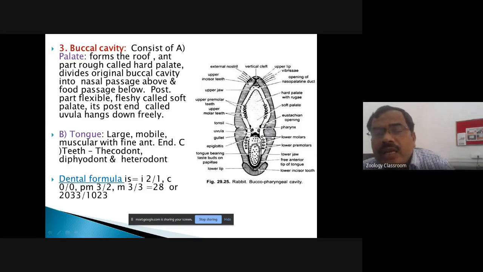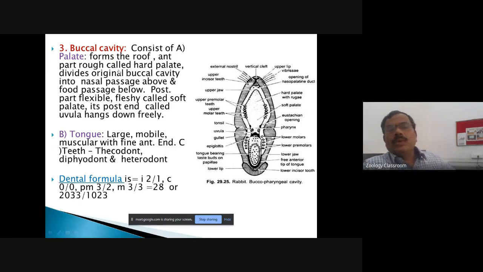Then at the center here, two openings are there. One is the gullet and another one is the glottis. The glottis is protected by the epiglottis. Through this gullet, which is a wide opening, food enters into the esophagus, and through this glottis, air enters into the trachea. The opening is protected by the epiglottis. So this is all regarding the buccopharyngeal cavity.